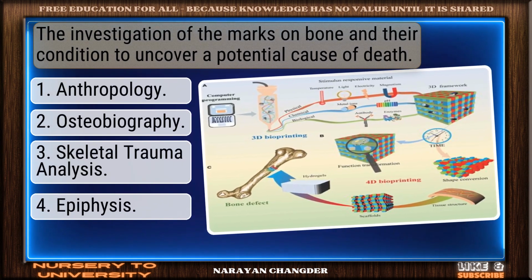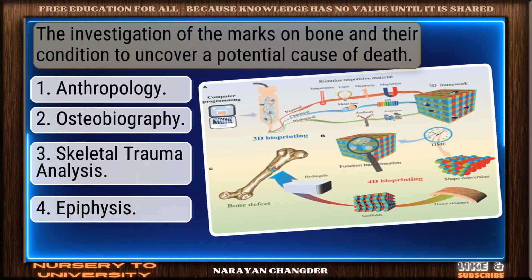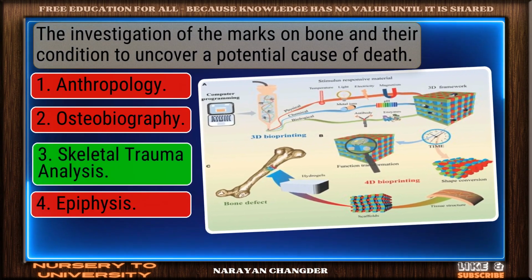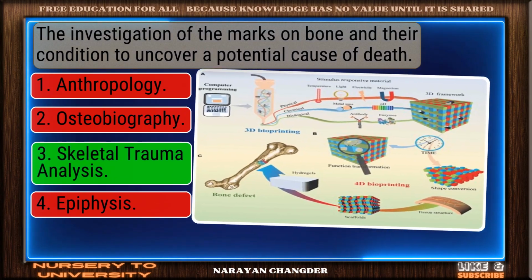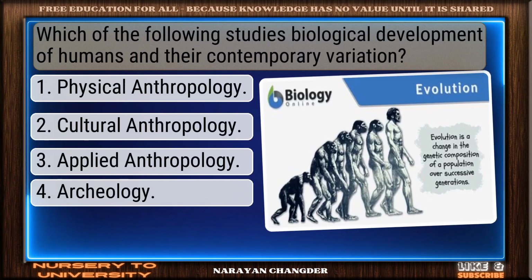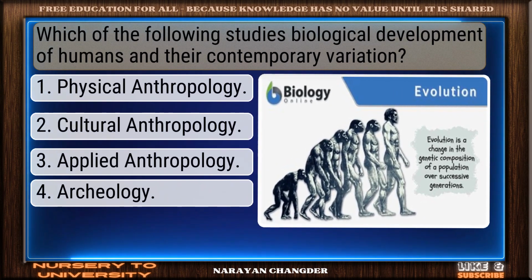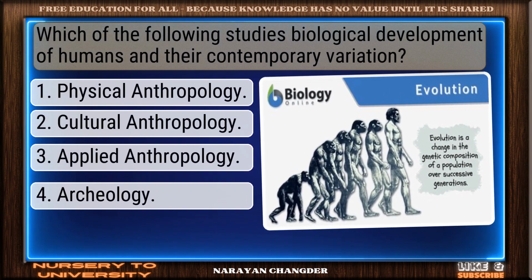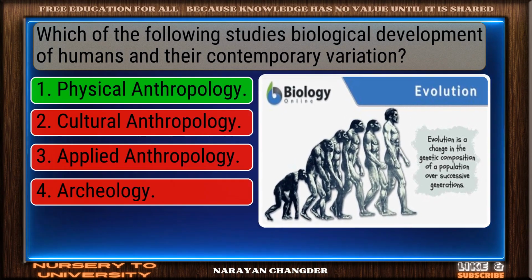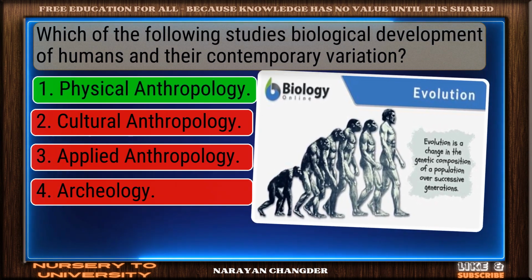The investigation of the marks on bone and their condition to uncover a potential cause of death. Strong choice. Skeletal trauma analysis is the right answer. Which of the following studies biological development of humans and their contemporary variation? Excellent. Physical anthropology is a brilliant choice.